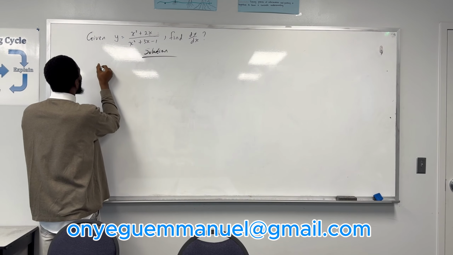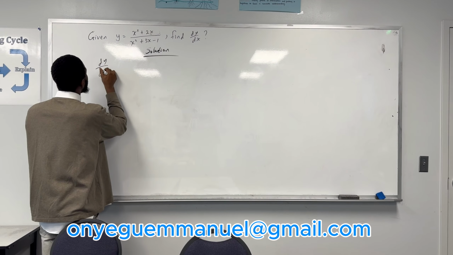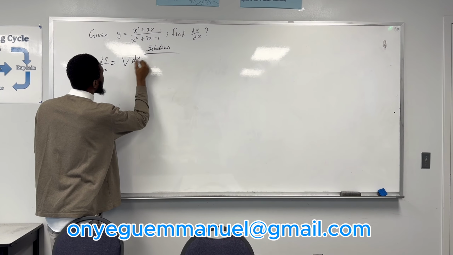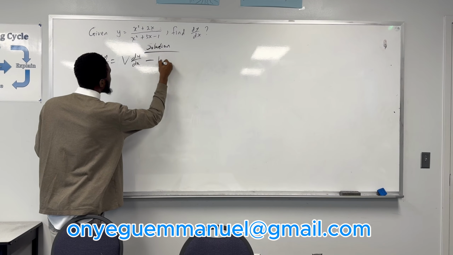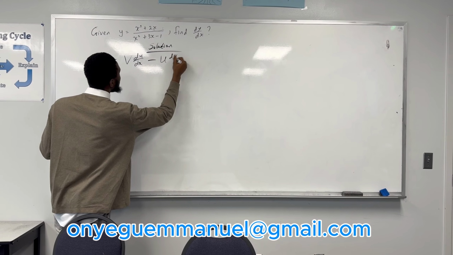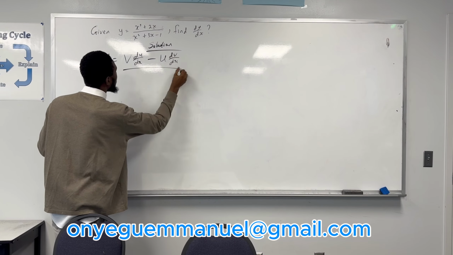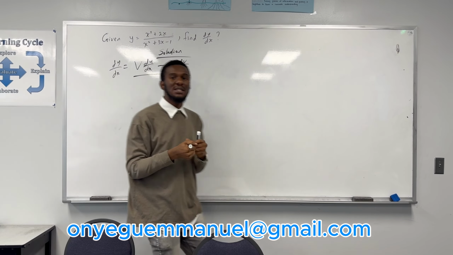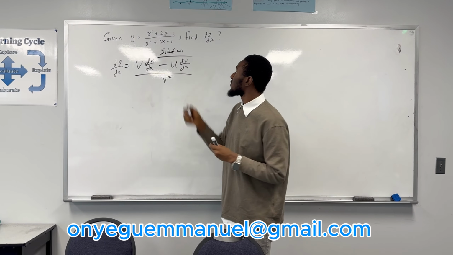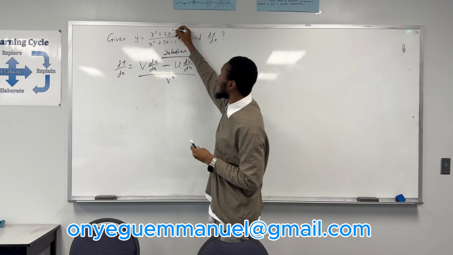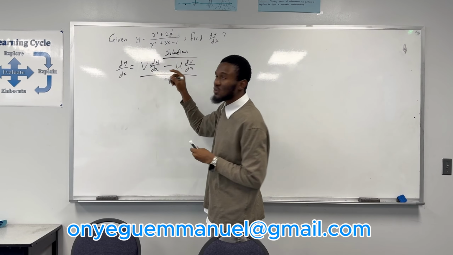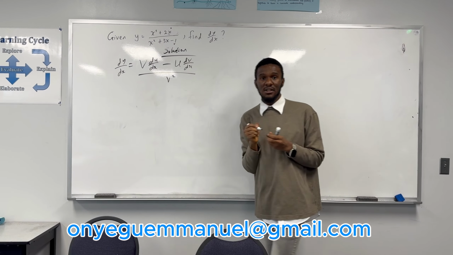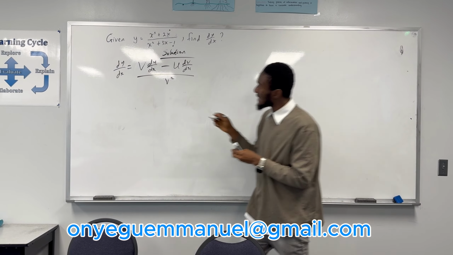that our dy/dx is equal to keep v, differentiate u with respect to x, minus keep u, differentiate v with respect to x, all over v squared. Now the question is, what's our u and what's our v? What we have in our numerator is our u, and what we have in our denominator is our v.